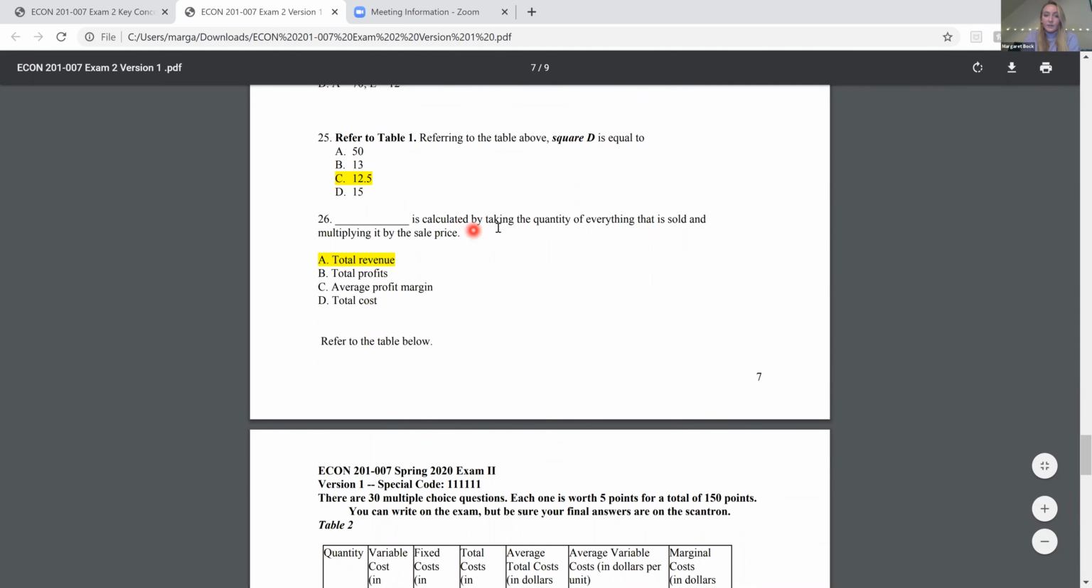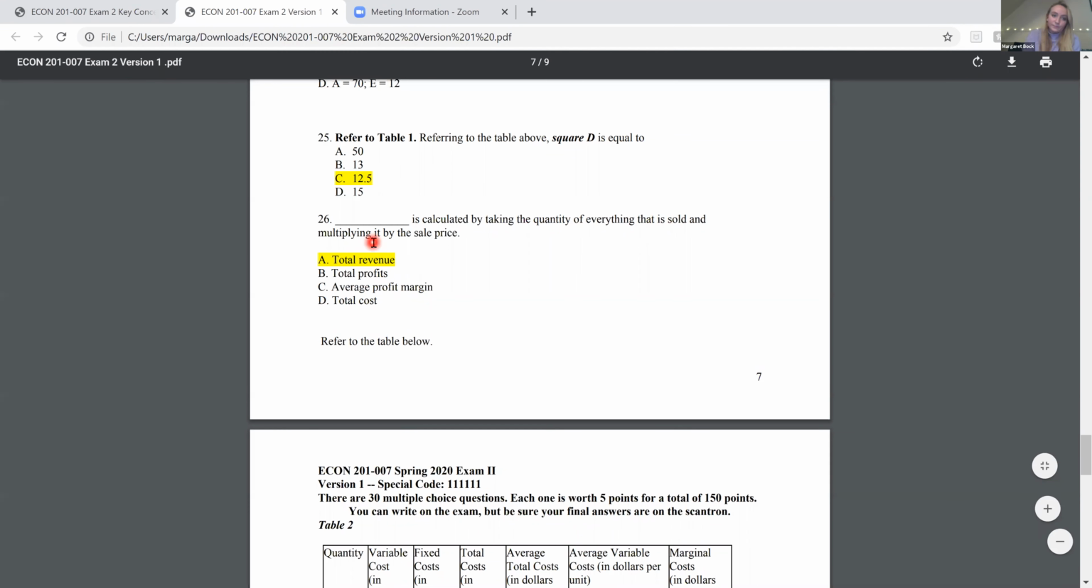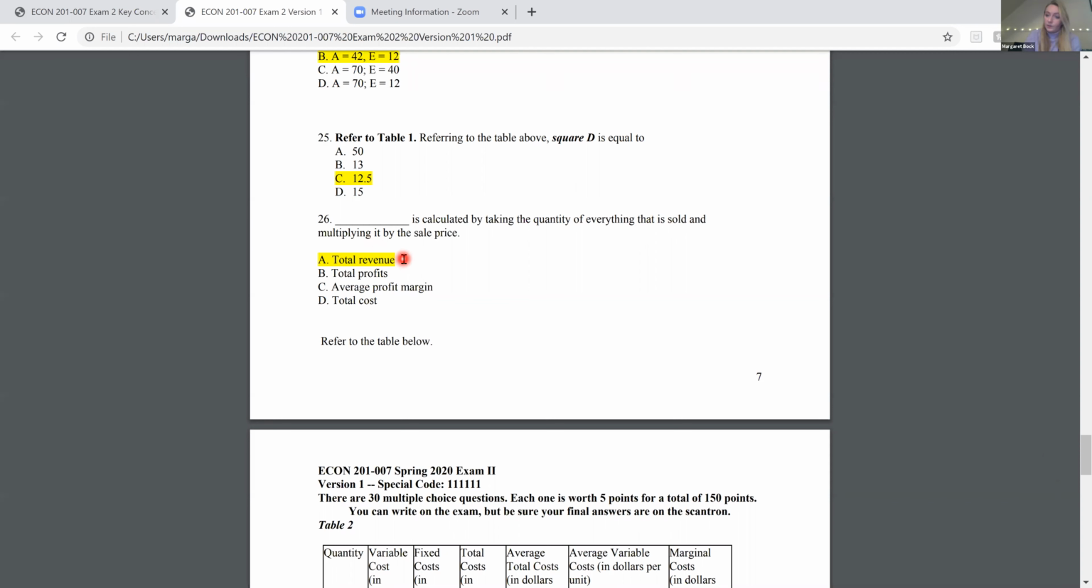Blank is calculated by taking the quantity of everything sold and multiplying it by the sale price. So this is just total revenue. So again, total revenue is the amount of money that a firm brings in from selling a certain amount of goods or services. And to calculate that, you just do the quantity of stuff that they sell times the price that they charge for it. And that will tell you how much money the firm is bringing in.